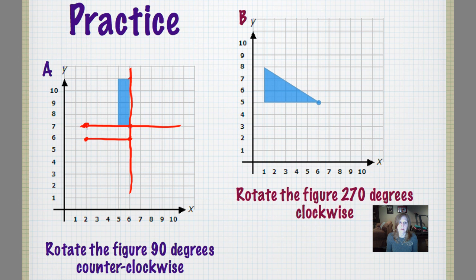So my new figure, maybe we should color it blue. My new figure rotated 90 degrees counterclockwise, which means the opposite direction of the hands of a clock, should look like this. It's really easy to check if you have a test booklet or a worksheet that you're doing. Go ahead and try figure B now.